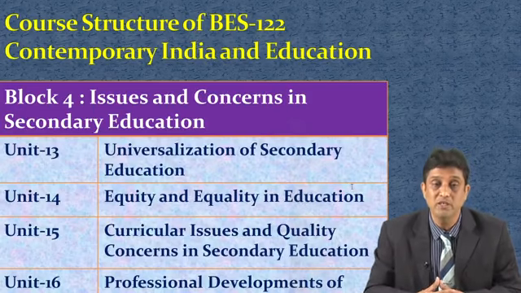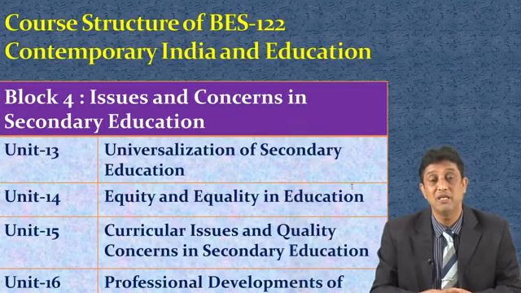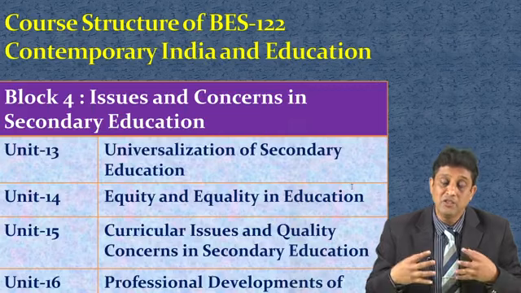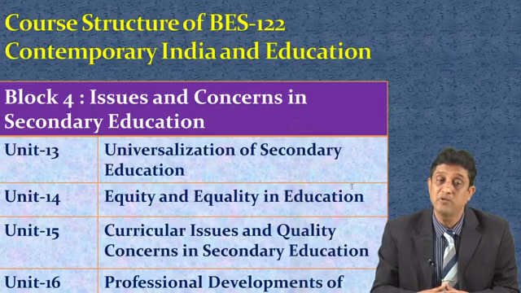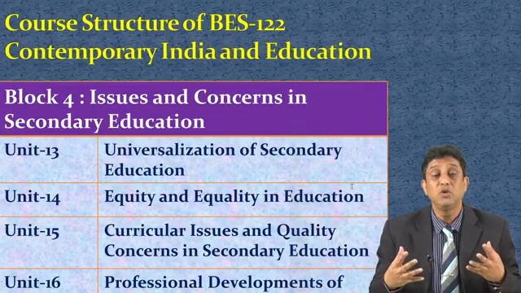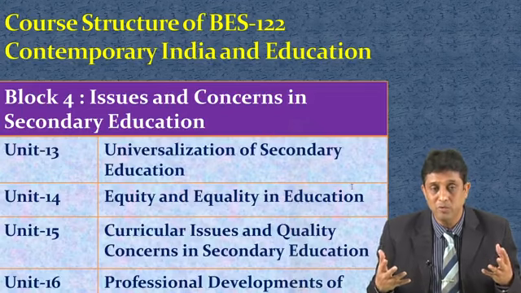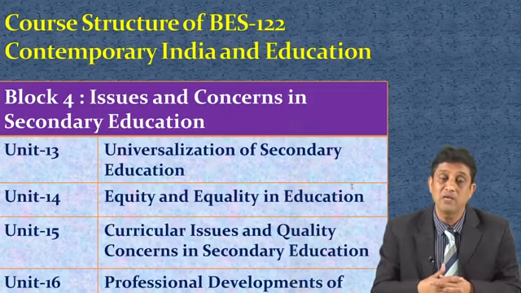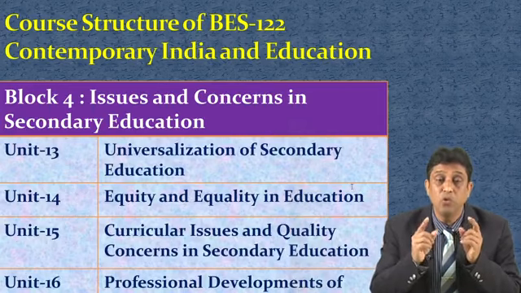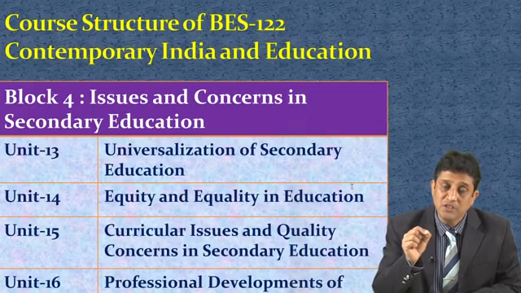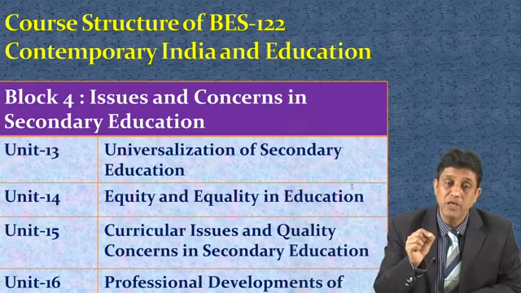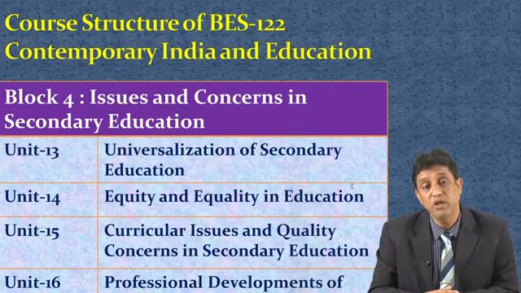And in unit 15, we have discussed curricular and quality concerns in secondary education. Here you will find a detailed overview of the National Curriculum Framework 2005, NCF 2005, and how to design the course curriculum for core courses like mathematics, social science and different languages. At the same time, it covers how to address co-curricular issues like peace education, health education and craft education, in the scholastic aspect of the entire school curriculum. That is another important aspect.